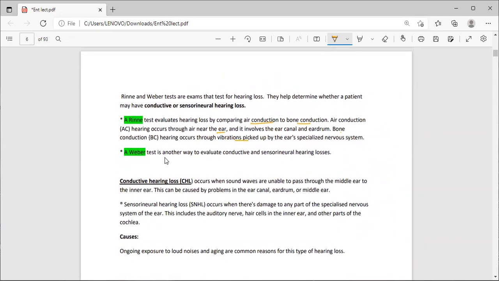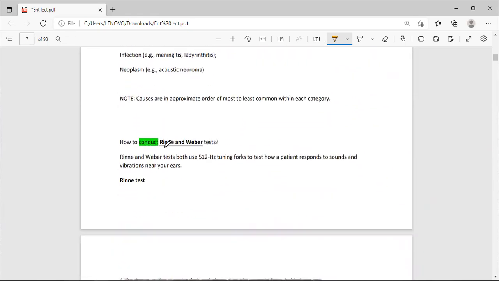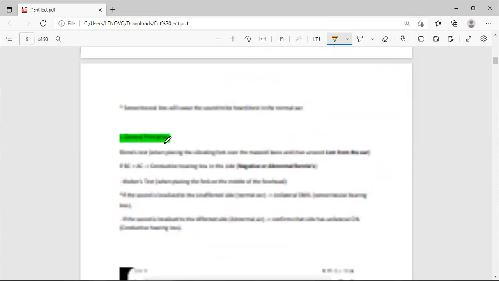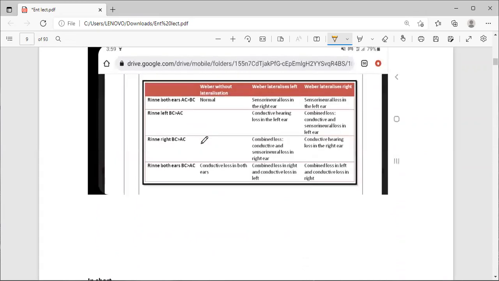Yes, can I ask a question? Yes, sure. If you do the Rinne test and there's conductive hearing loss, you do the Weber test to confirm it, right? Exactly. For example, if you do the test and the bone conduction is greater than the air conduction.